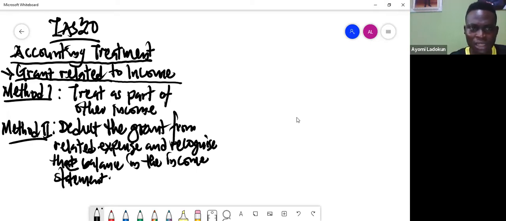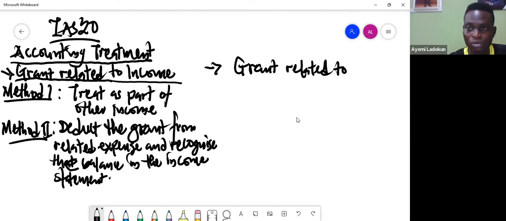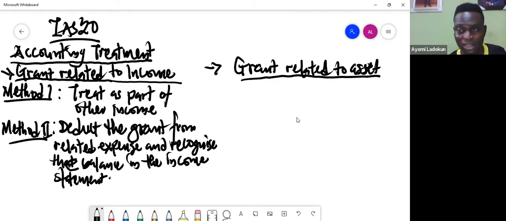So let's now go to the type of government grant number two, which is a grant related to assets. I hope you are getting my gist. I'm not sure because I can't see your face. If I'm in the physical class, I would have seen their faces, whether they are squeezing face or whatever, so that I can repeat and explain. But I hope and I believe you are really getting it, okay? So you need to put these things in your head. That's why I'm taking the pain to write it out. It's not really easy.